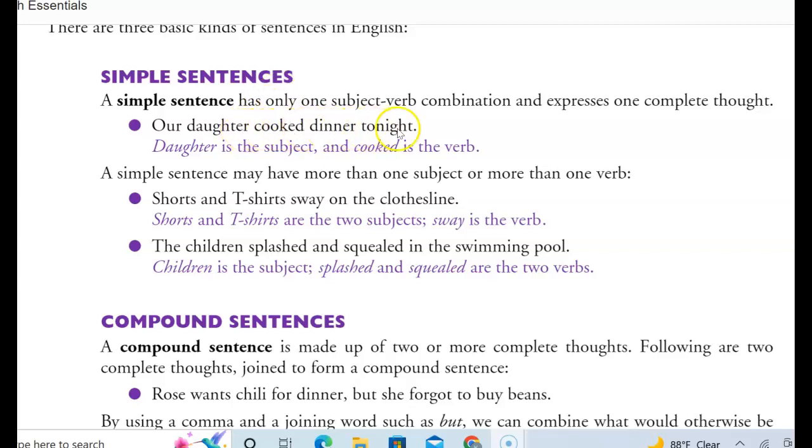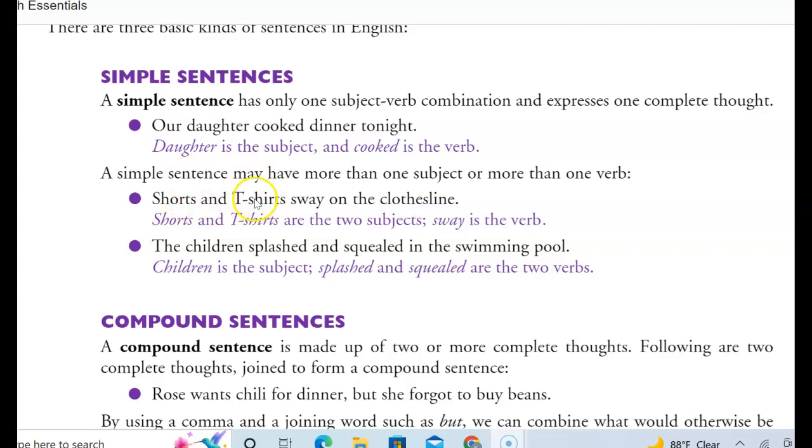Our daughter cooked dinner tonight. Subject, daughter. What did she do? She cooked dinner. Our daughter cooked dinner tonight. So it has a subject, a verb. Does it make sense? Yes. It's a complete sentence. It's a simple sentence because it has one subject, one verb. That's it.